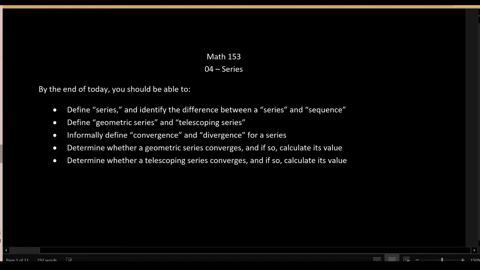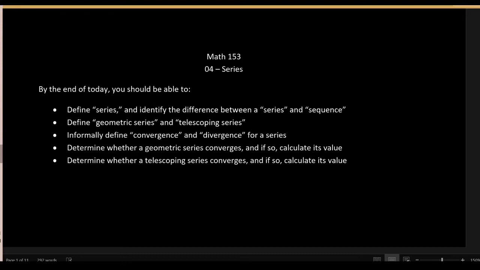Welcome to lesson 4, and today we're going to be talking about series. By the end of the day, we're going to be able to define the word series. In particular, what is the difference between the word series and the word sequence, which I know I personally will accidentally get mixed up all the time.